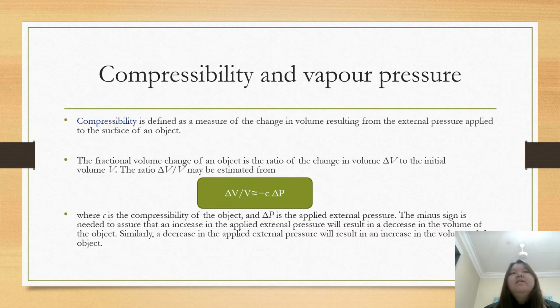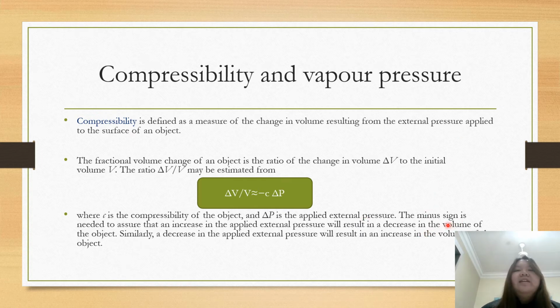A very important thing is that a measure of a material's modulus of elasticity is not a measure of strength. Next is compressibility. Compressibility is defined as the measure of the change in volume resulting from the external pressure applied to the surface of an object. The fractional volume change of an object is the ratio of the change in volume to the initial volume. The ratio may be estimated from this formula here, where C is the compressibility of the object, and the change of P is the applied external pressure.